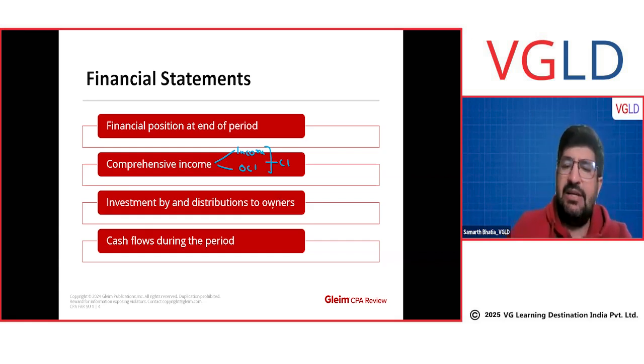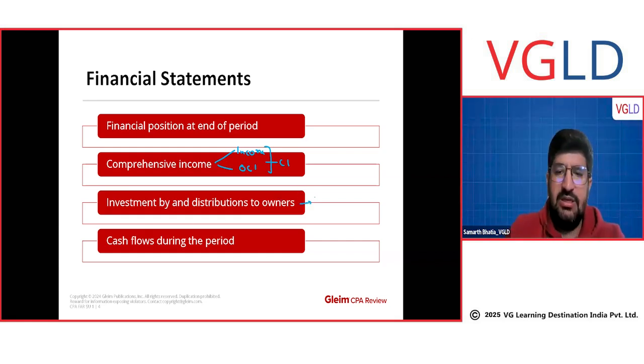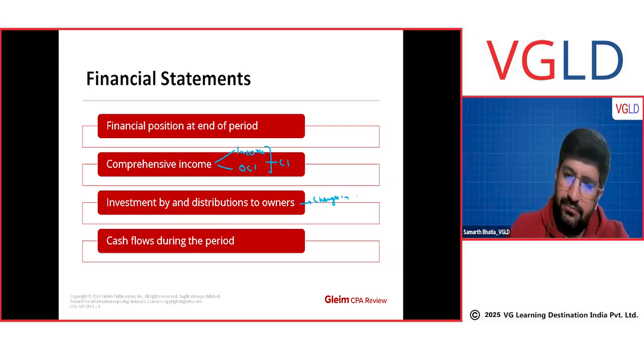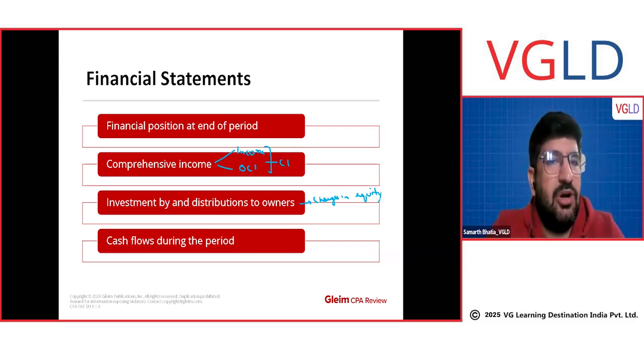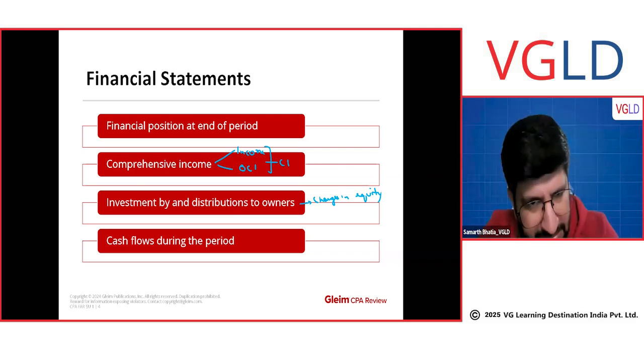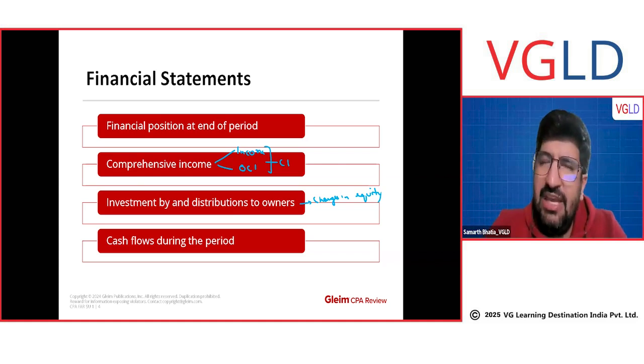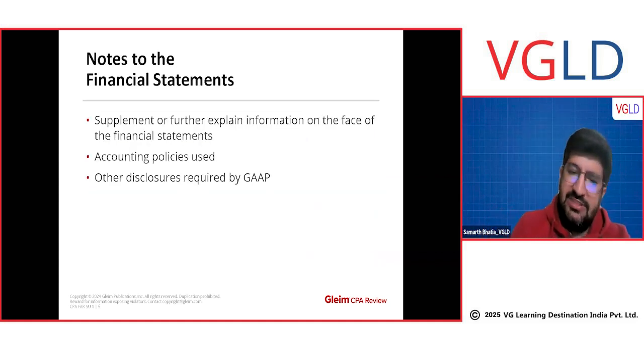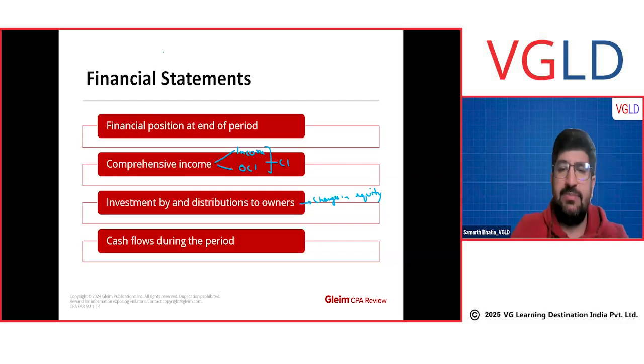Then investment by and distribution to the owners. So they are talking about the changes in equity. When I'm talking about equity, I'm talking about the investment by the owners or distribution to the owners in the form of dividend paid. And finally, we have the cash flow during the period. The cash flow during the period is shown by the cash flow statement of the company.